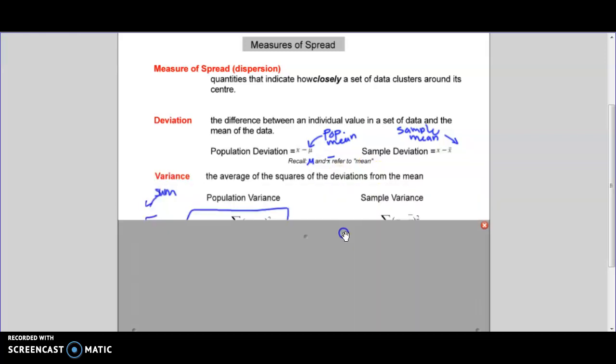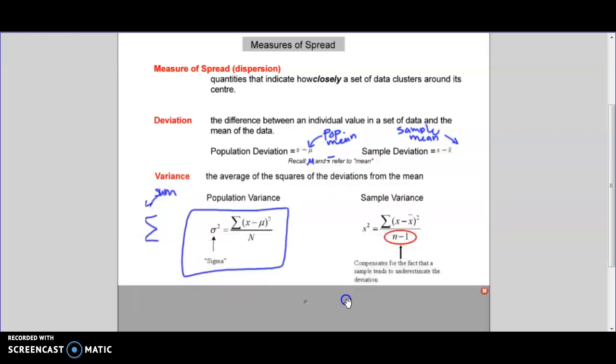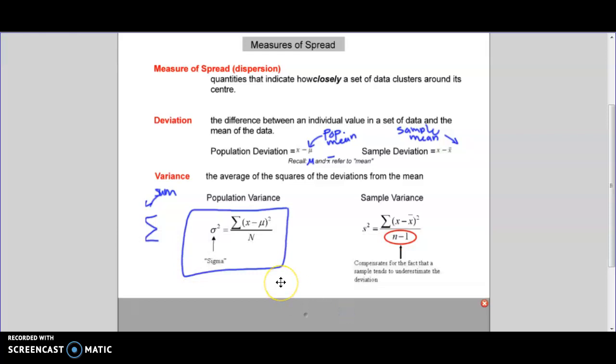Okay, so there's deviation. Another term we will use is variance, and the variance is the average of the squares of the deviations from the mean. That sounds complicated, but once we do the example, it should make more sense. As always, with a little bit of practice with this stuff, you should be able to understand it a lot better.